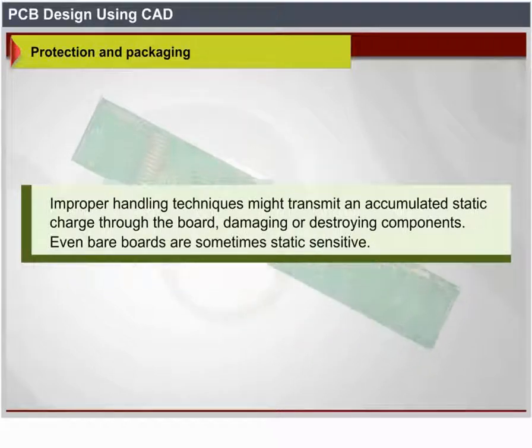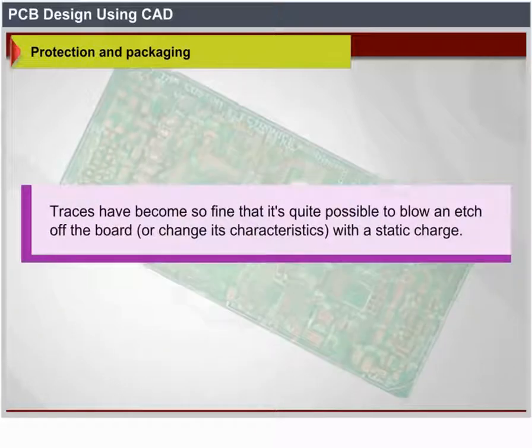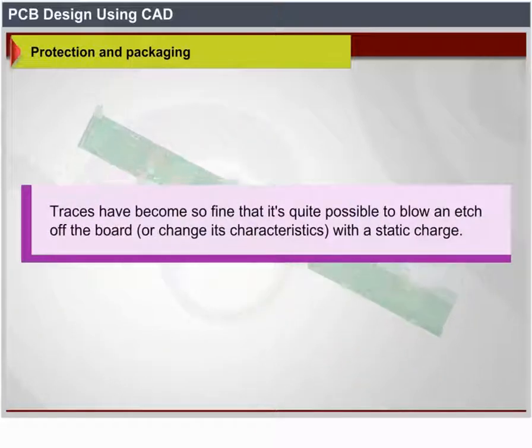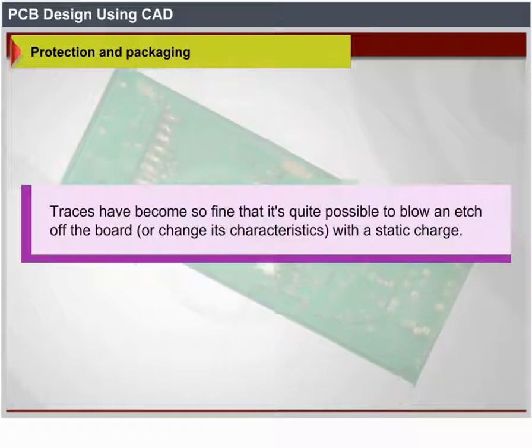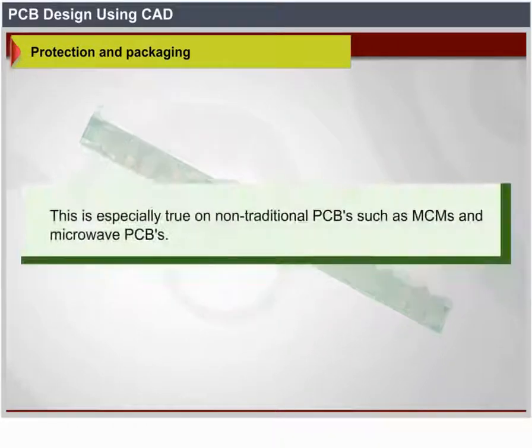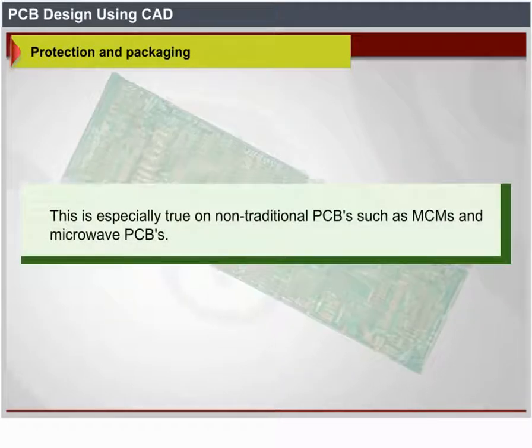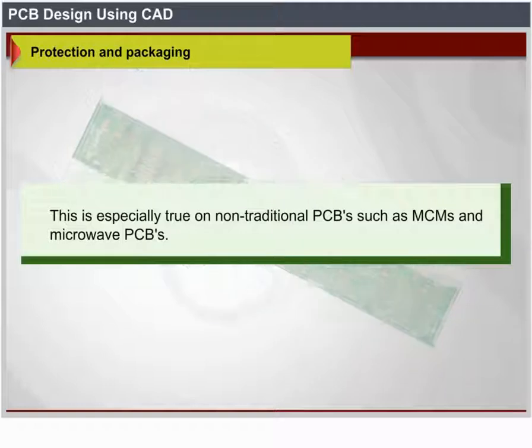Even bare boards are sometimes static sensitive. Traces have become so fine that it's quite possible to blow an etch off the board or change its characteristics with a static charge. This is especially true on non-traditional PCBs such as MCMs and microwave PCBs.